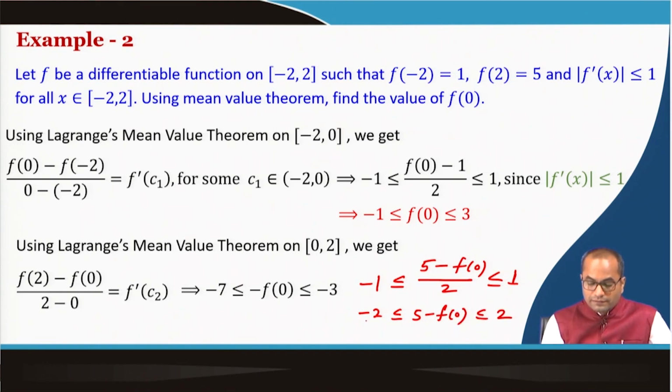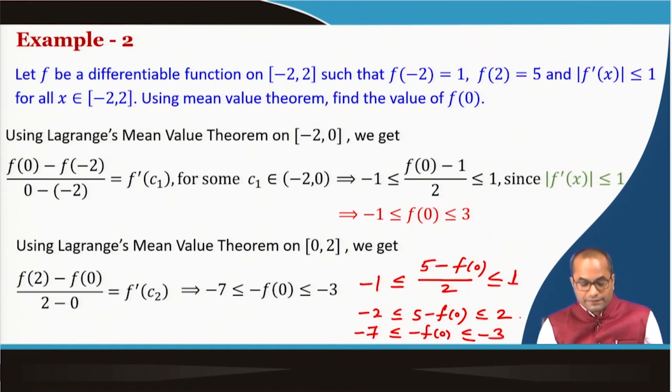So, here we subtract 5 from both sides in every expression. So, we have -7 less than minus f of 0, and then we have here -3 when we subtract 5.